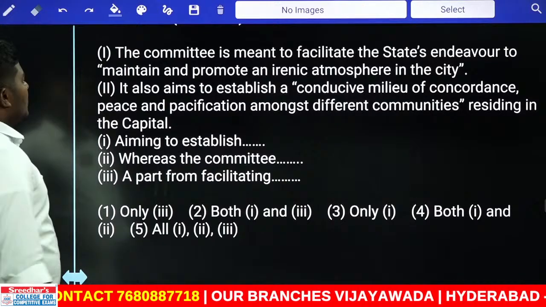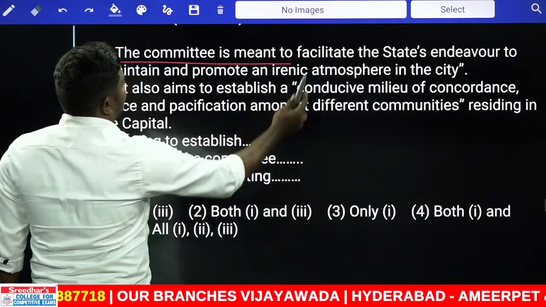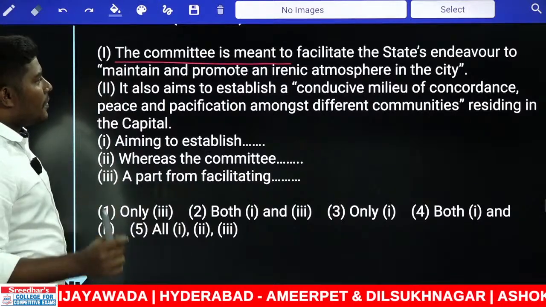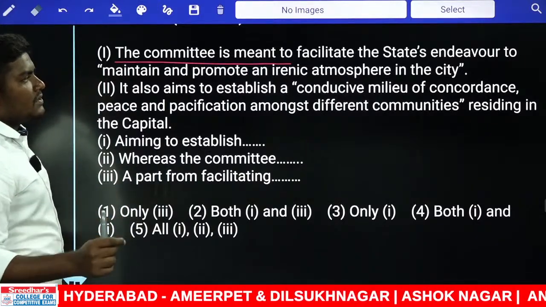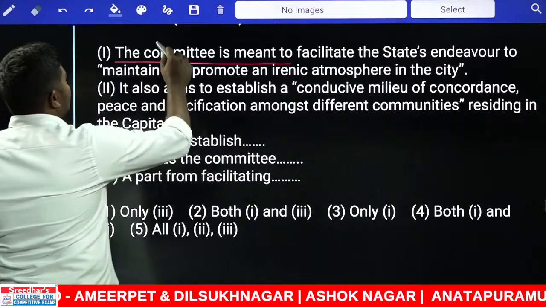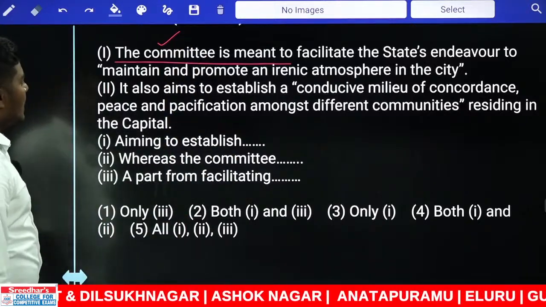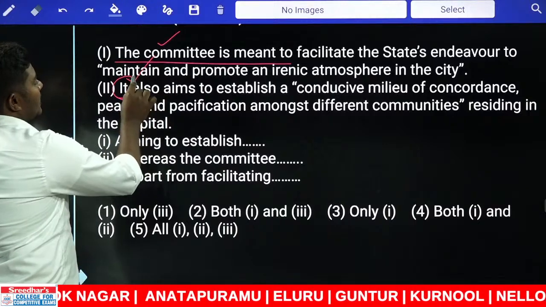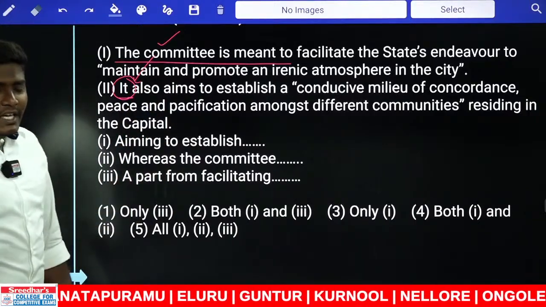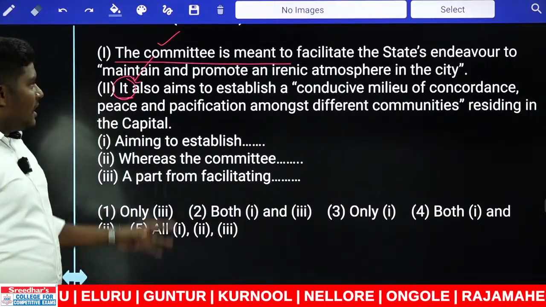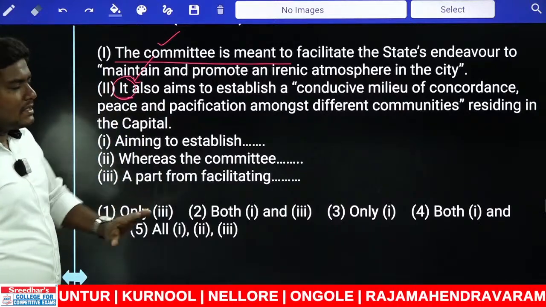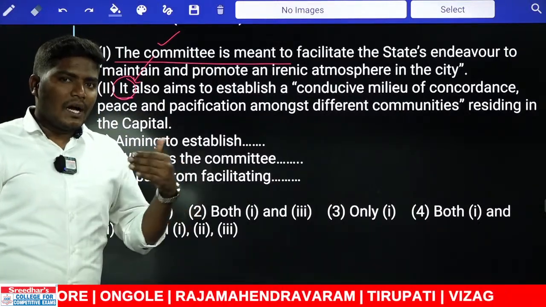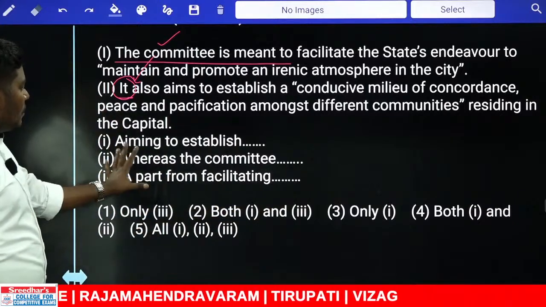Now look at this. The committee is meant to facilitate the state's endeavor to maintain and promote an ironic atmosphere in the city. What is the subject here? The committee. Look at the second one. It also aims to establish. It refers to what here? The committee. And I already gave you an important logic in this. When the subject of the two sentences is same, you can start your sentence using the word ing combination and start a phrase.